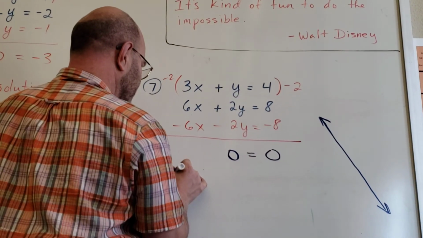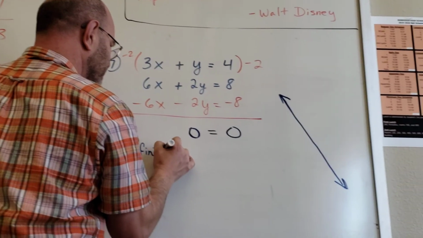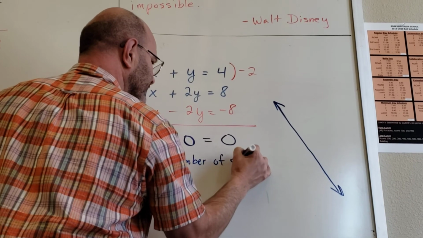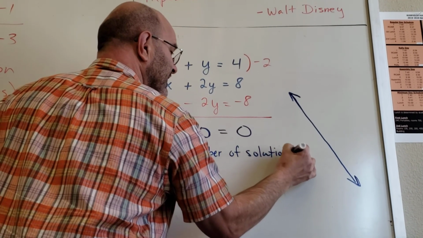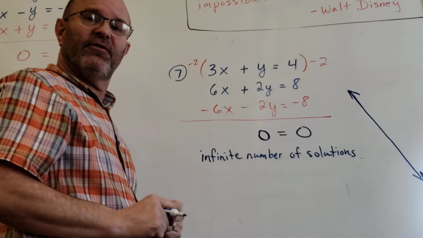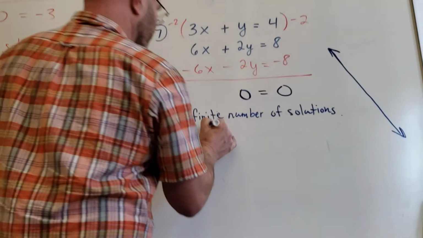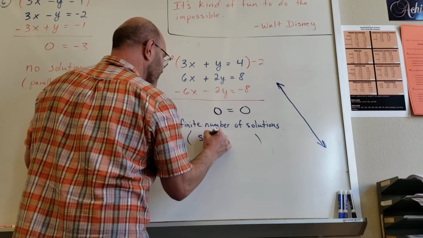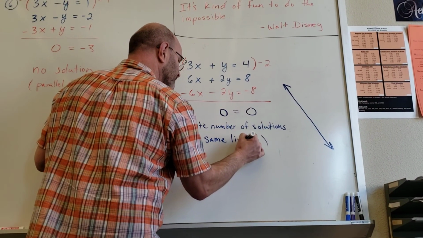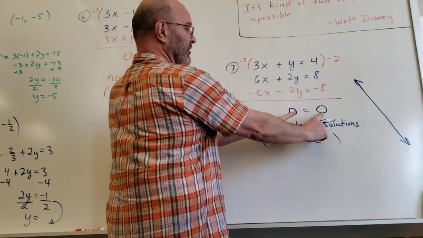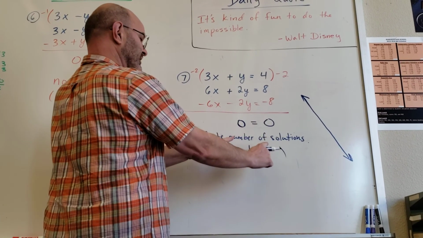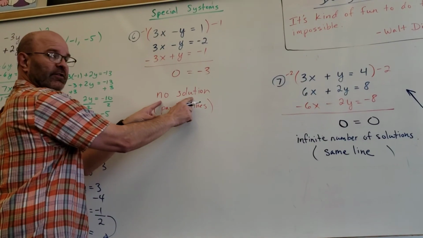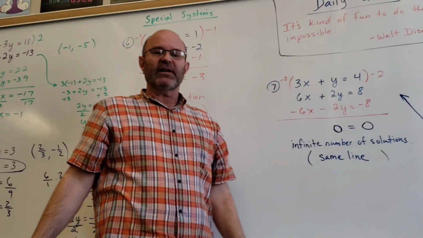We're going to write infinite number of solutions because these lines intersect each other in an infinite number of spots. The reason that there's an infinite number of solutions is you need to tell Mr. Ray that they are the same line. Okay, so every time we have a system where the variables drop out, there's either an infinite number of solutions or there's no solution. All right, that's our last example.